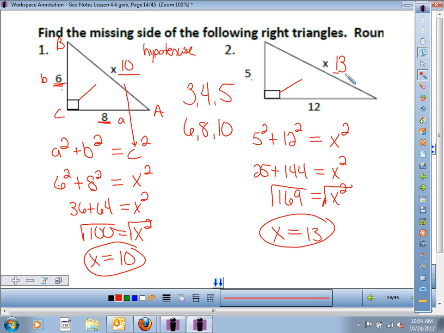Does that make sense? Is that my longest side? Yep, it is, and that needs to be the longest side. The hypotenuse needs to be the longest side.